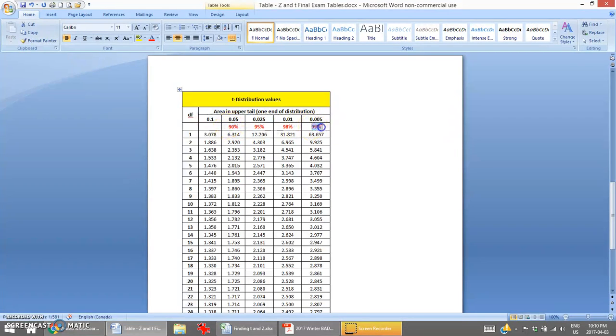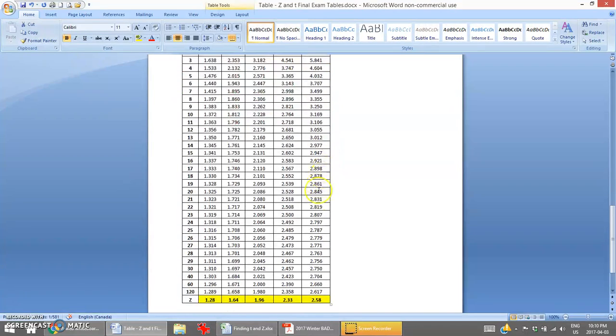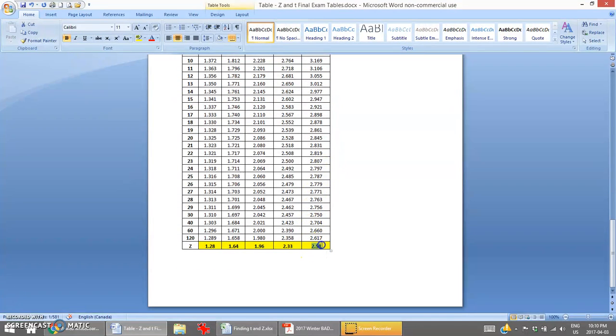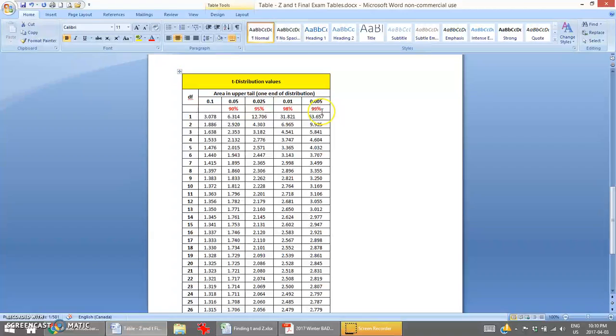We can look at this one. 99% confidence gives us an alpha value of 1%. As I said, we divide alpha by 2 for a confidence interval. So 1% divided by 2 is 0.005. And this would be the corresponding Z value for any 99% confidence interval.